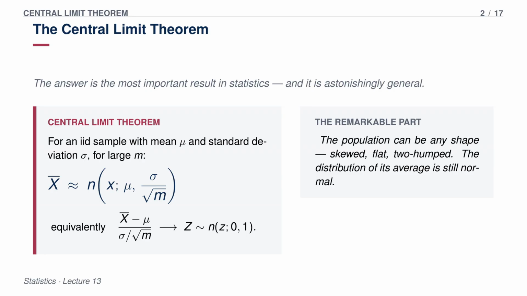And here's the part that should genuinely surprise you. The population you sampled from can be any shape. Skewed, flat, even 2 humps, doesn't matter. The distribution of its average still comes out normal. That's why it's called central. It's a law that sits at the center of everything.